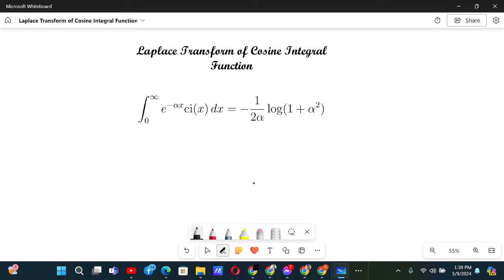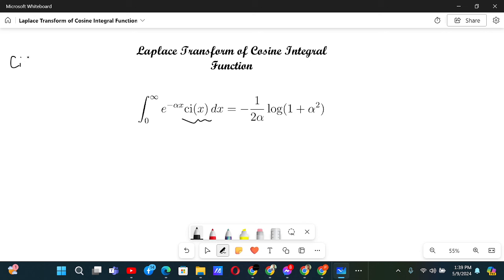Laplace transform of the cosine integral function. In this video we will see how to take the Laplace transform. One of the ways that's possible is to convert this to an integral definition, then change the order of the integrals, find the Laplace transform, and then integrate again. So let's see how we do it.